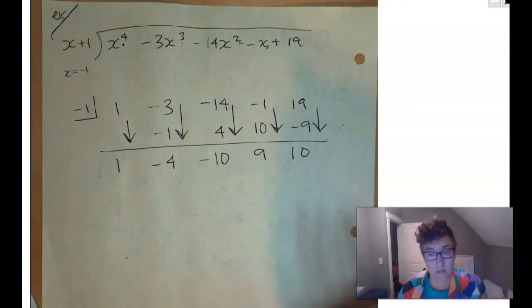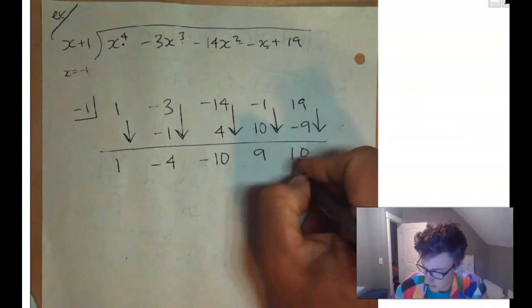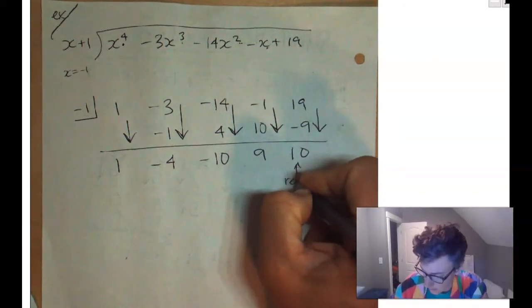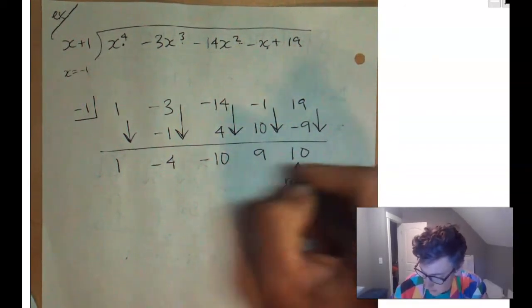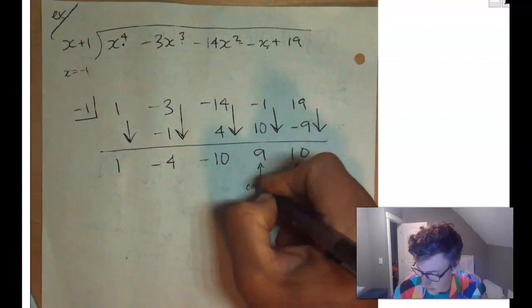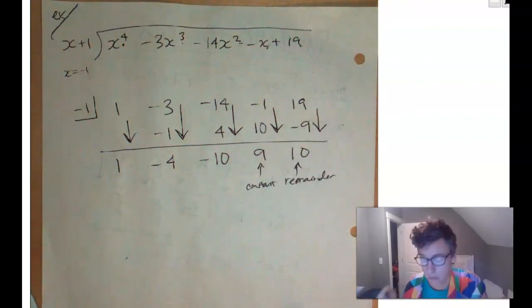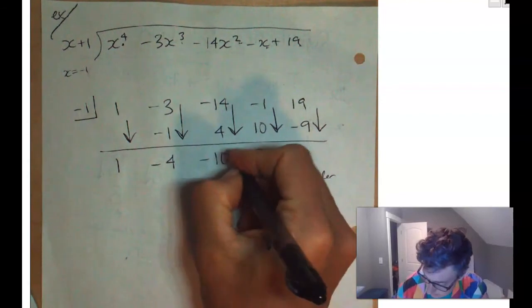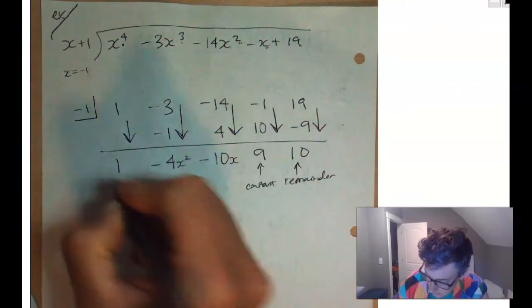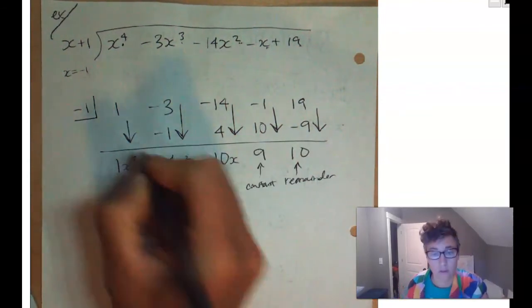Now, what does this mean? This last number is always the remainder. That's the constant. Ignore my animals back there. That's our x squared, and that's our x cubed.